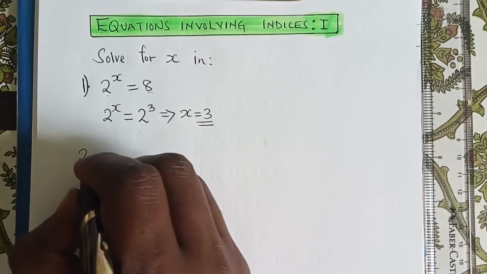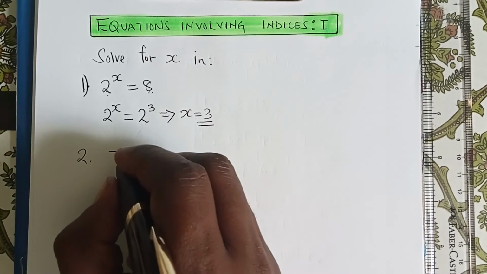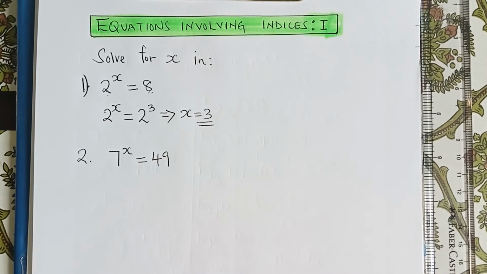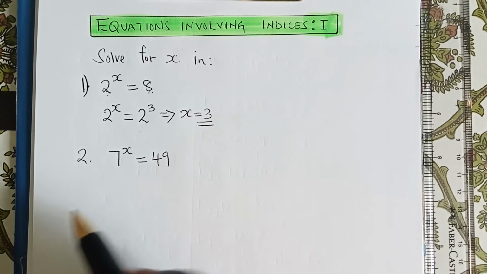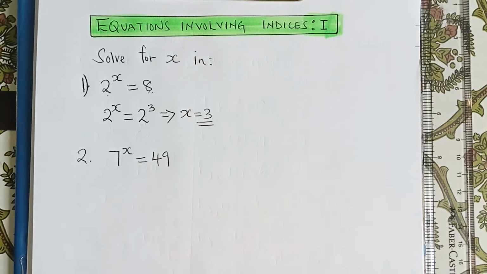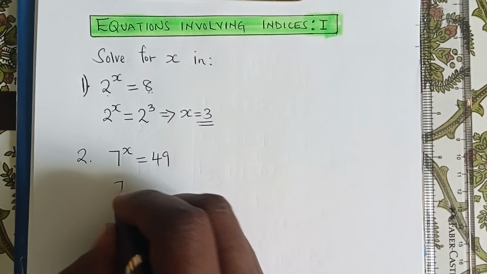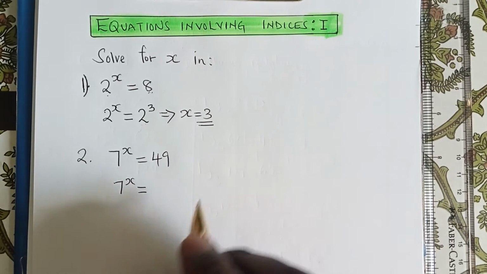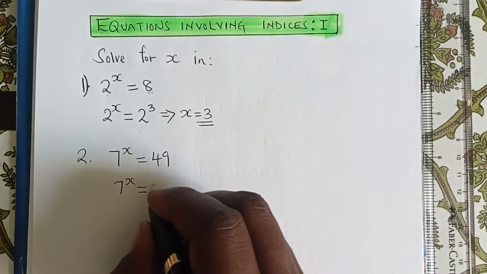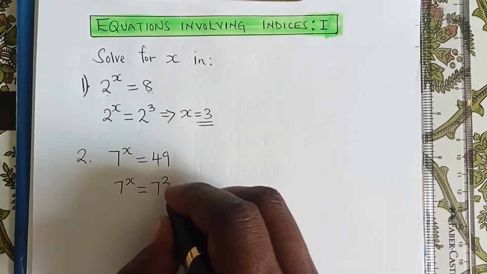Question number 2. 7 to the power of x equals 49. What power do we raise 7 to get 49? And the solution shall be 7 raised to power x is equal to, write 49 to base 7. That is 7 power 2.